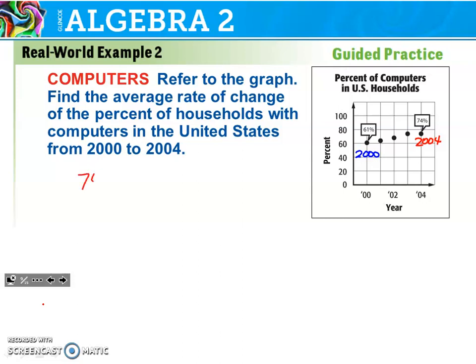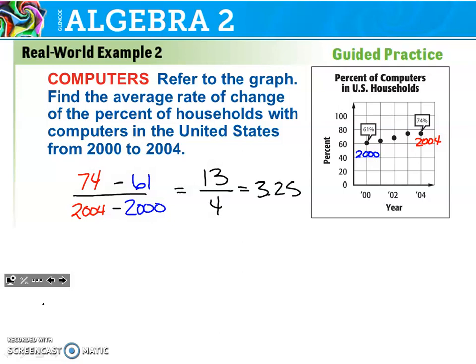Okay, I'm going to go 74 minus 61 over 2004 minus 2000. Okay, again, remember I know that my 2004, my 2000 are my x's because time is always our x value. Time is always our x value. So this would be 13 over 4. 13 divided by 4 would be 3.25.